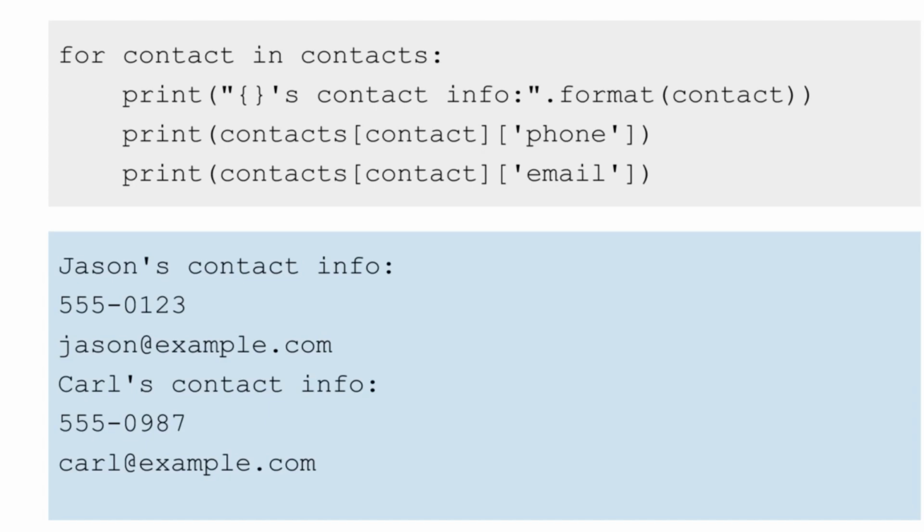The code on your screen is a continuation of the code on the previous screen. It loops through the contacts dictionary and prints out the phone number and email address for each person in the contacts dictionary.